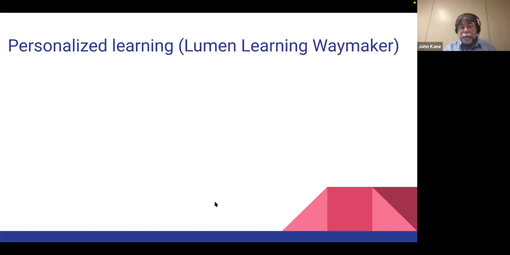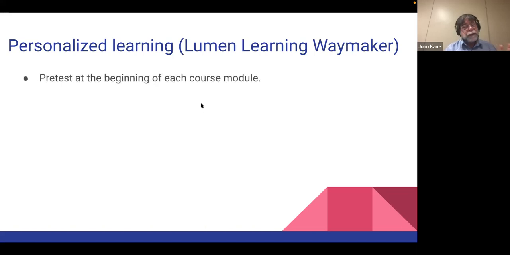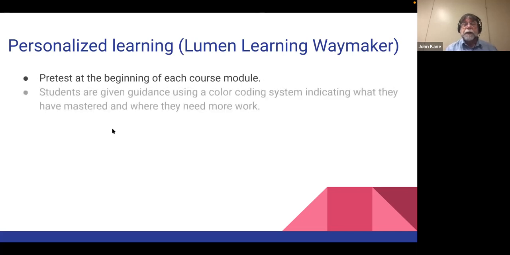Now, something very similar to adaptive learning is a personalized learning system, as it's called by Lumen Learning with their Waymaker package. And it's a similar structure, but it doesn't rely on the same artificial intelligence engine. Once again, at the beginning of each course module, students will complete a pretest. Then they're given guidance on what material they've mastered and what they haven't by using a color code system. Each module of the course is divided up into a series of boxes on the screen, or little frames that break the content up into little submodules.